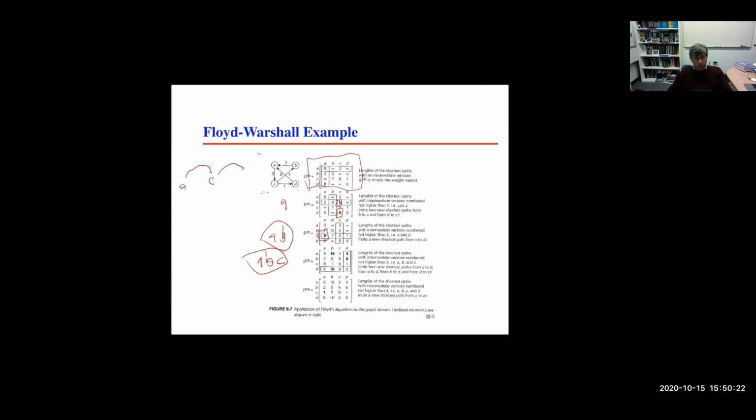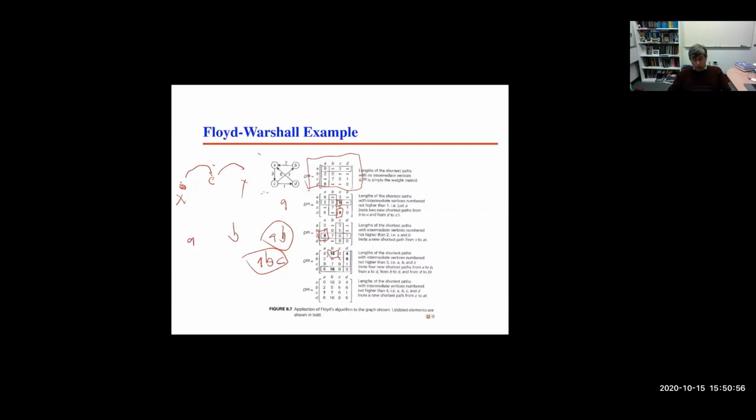I want to know if there is a better way by going from X to C, and then from C to Y. Here, we're updating AB. Why is there a new, better way to get from A to B? Well, the way to get from A to B through C was actually direct. That was pretty easy.